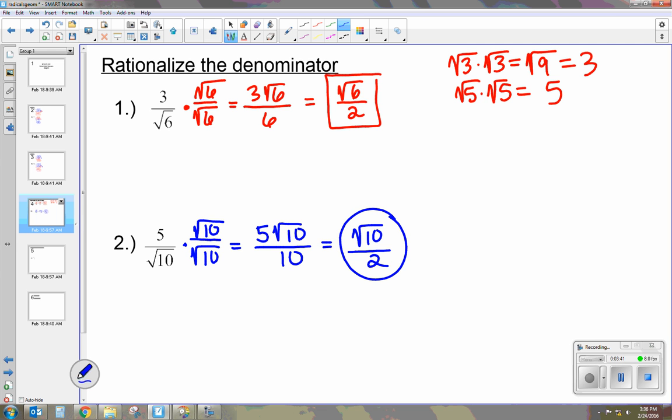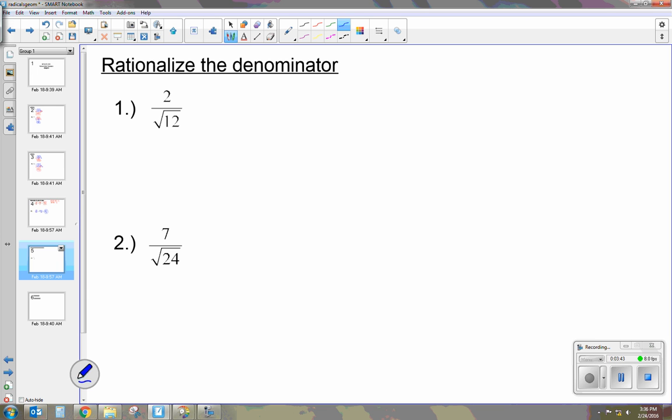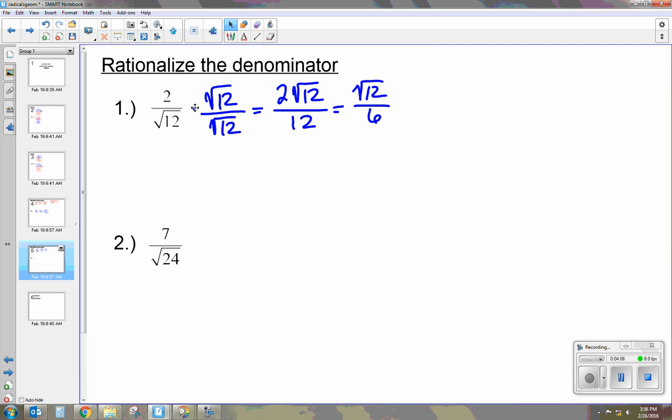You have to be very careful though, because sometimes we get a radical that has to be simplified. So what we're going to do first to this one is multiply by the square root of 12 over the square root of 12. And we get 2 square roots of 12 over 12. Well, we can simplify that to be the square root of 12 over 6. But make sure that our radical is in simplest form.